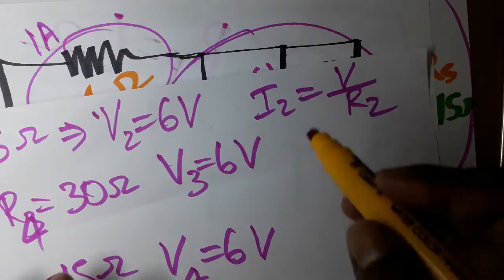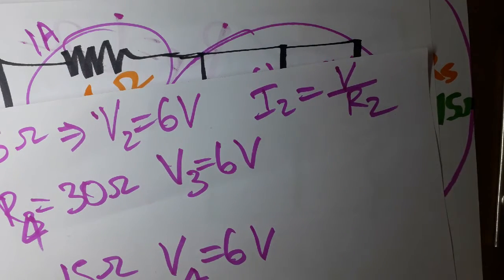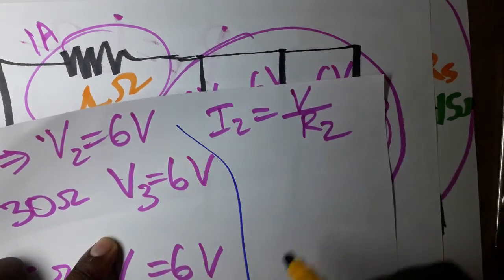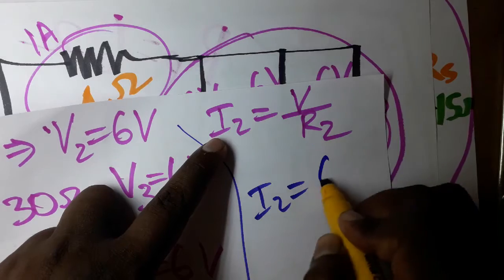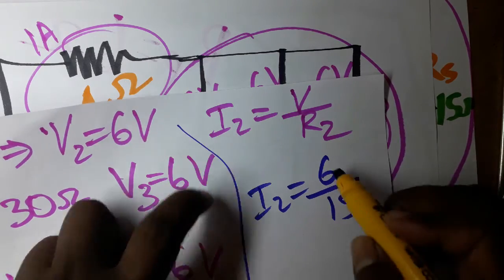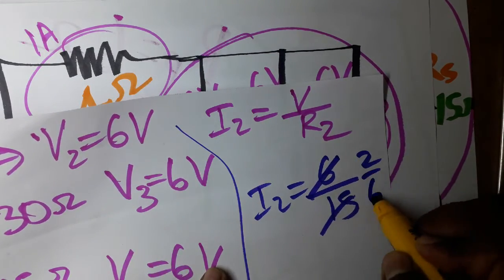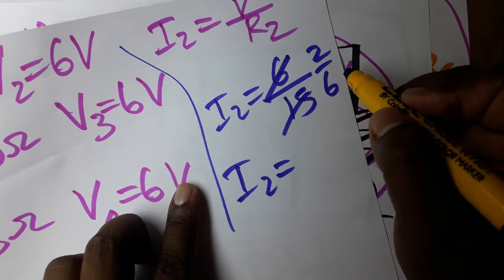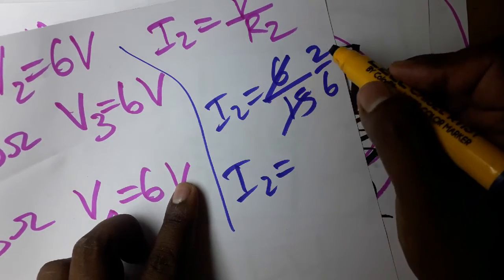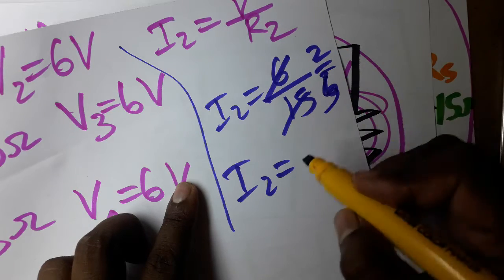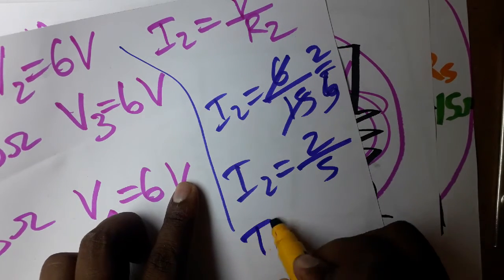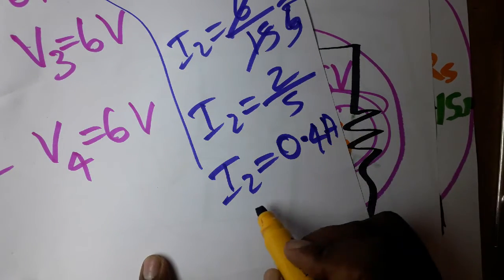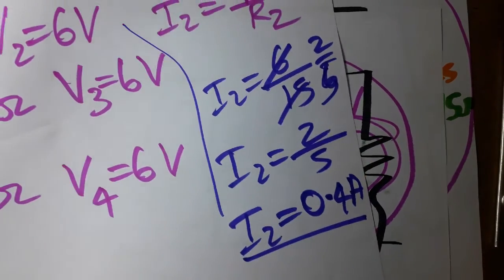Okay, so I2 is equal to V divided by R2. We know V, and R2 is 15. So I2 is equal to 6 divided by 15, which is 2 divided by 5. So 2 divided by 5, the answer I2 is 0.4 ampere. So the I2 current is flowing as 0.4 ampere.